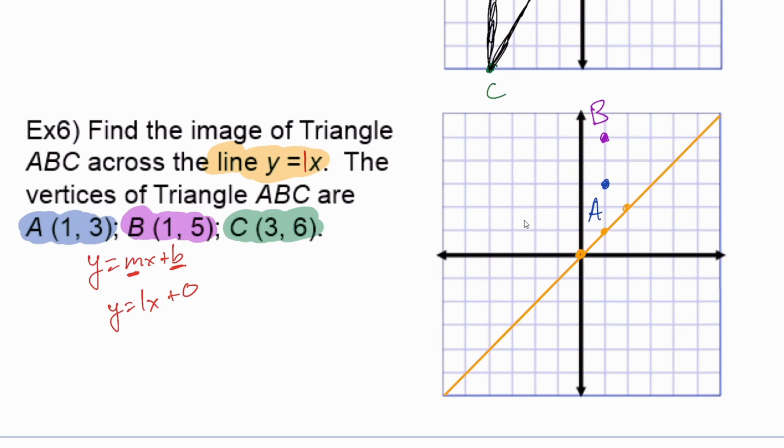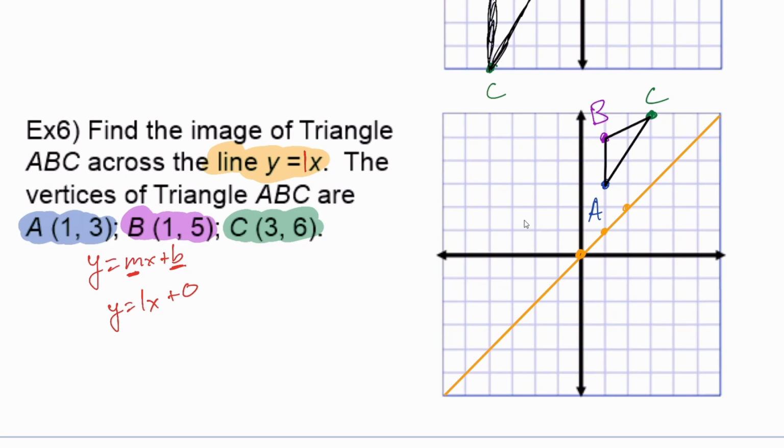And C, which we'll do in green, is going to be at (3, 6). So 1, 2, 3, up 1, 2, 3, 4, 5, 6. Here is point C. And again, I'll connect these. Our triangle. All right, there is my triangle ABC. Much cleaner drawing this time.